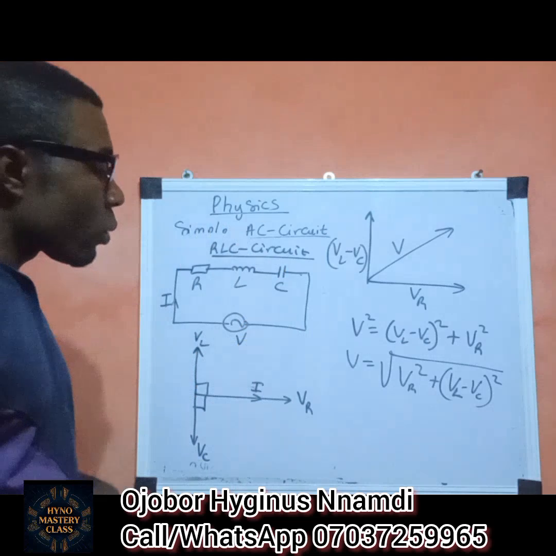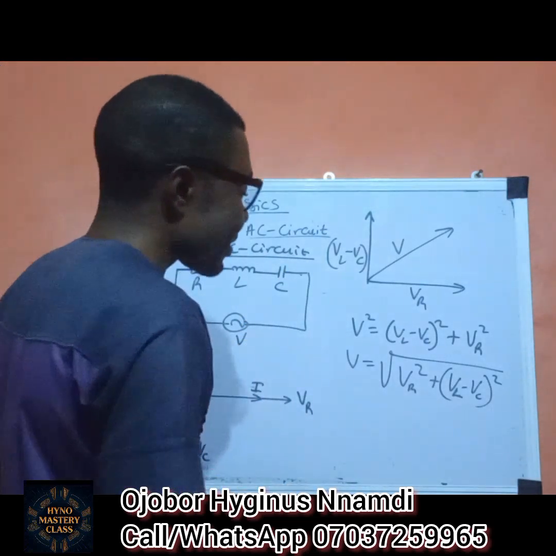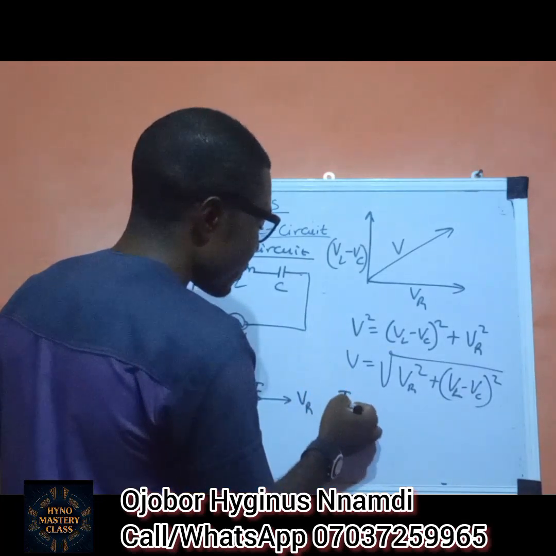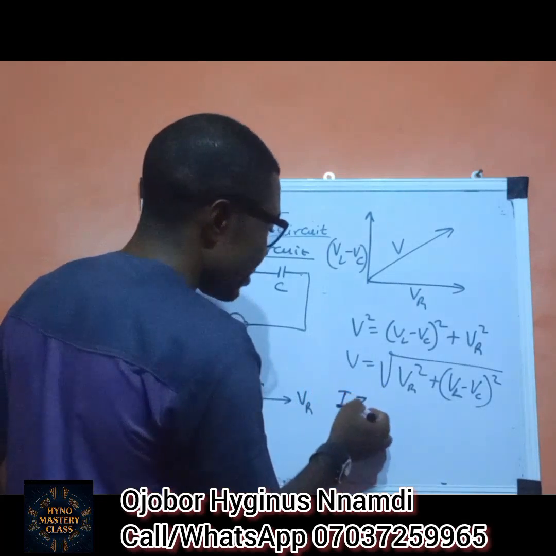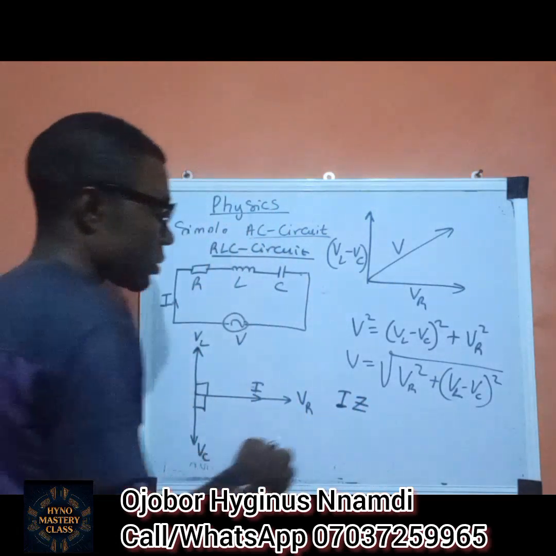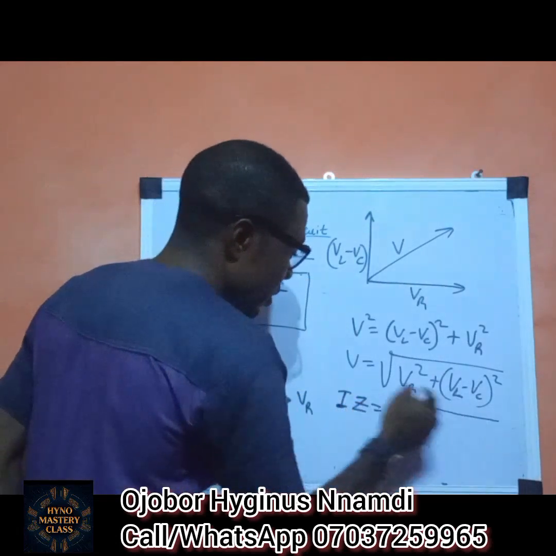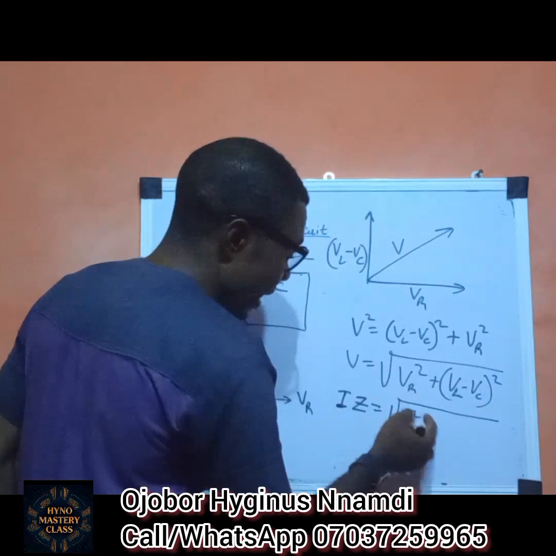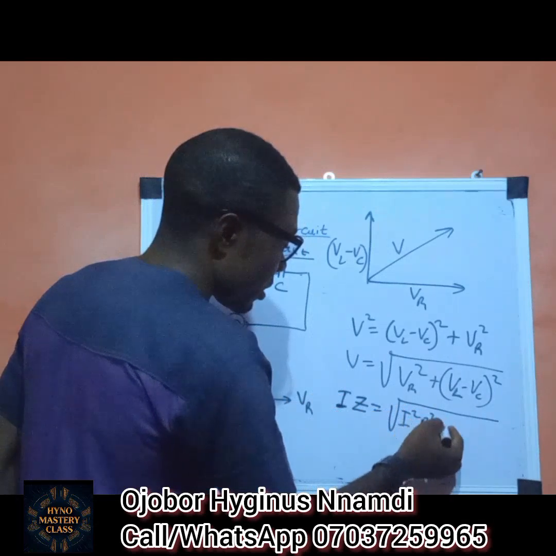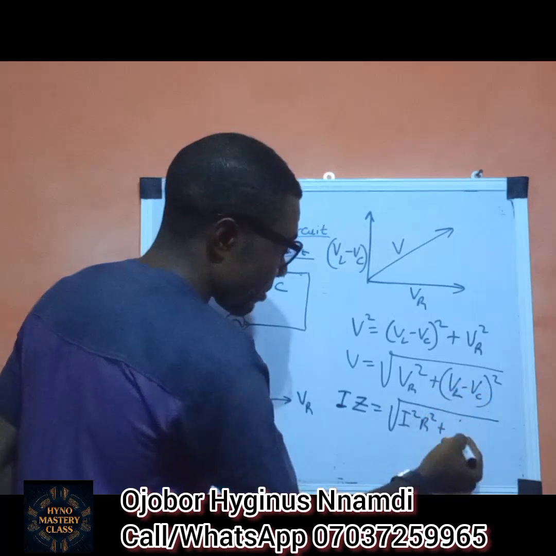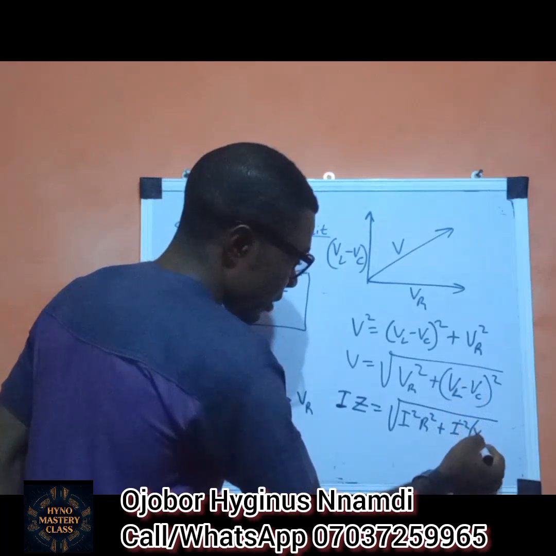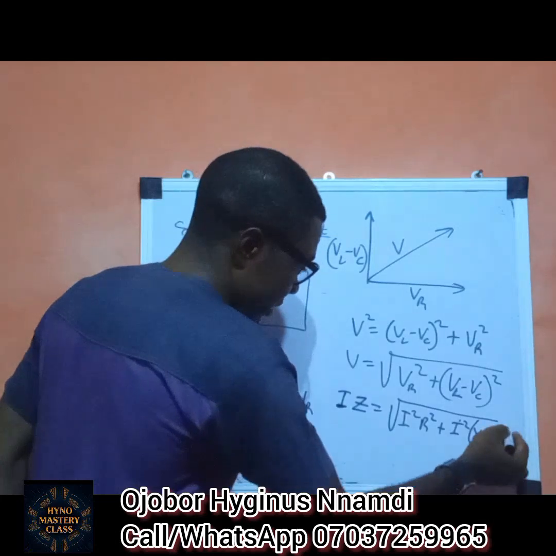Okay, but we know that voltage is current times resistance. So I can say that this V is I times the total resistance, which is the impedance as we described for the three of them, because the three of them are in the same circuit. And that is equal to the square root of I squared R squared, the same I because it's the same current that flows through the circuit, plus the same I, so I can bring out I squared times XL minus XC squared.